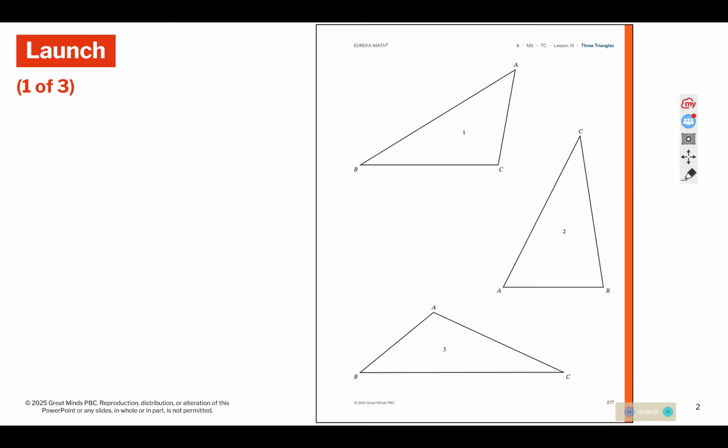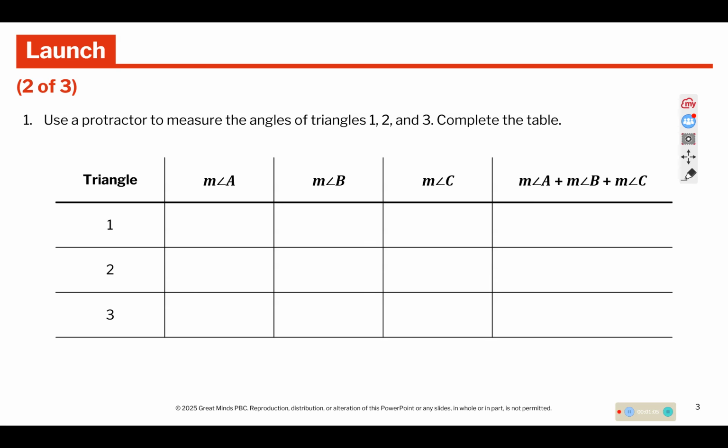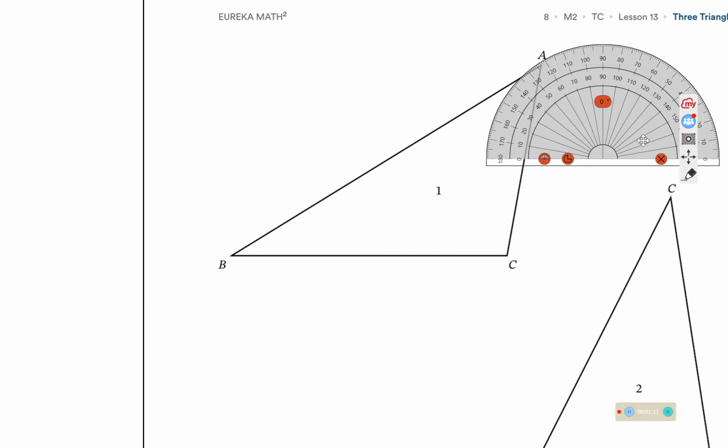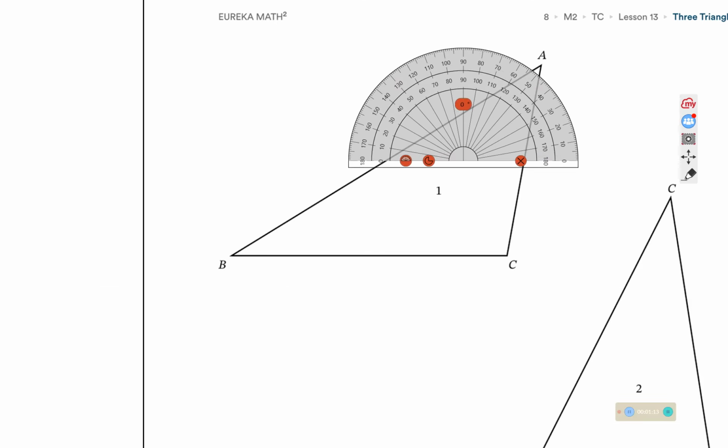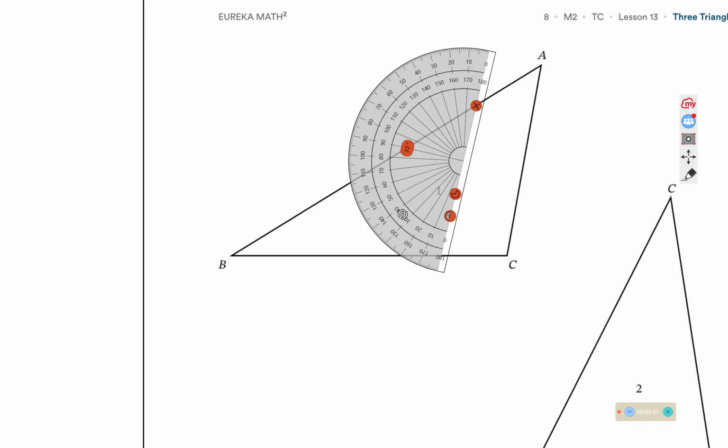For this lesson, we'll be using 3 triangles, which can be found on page 217 in your workbook. We're going to use a protractor to measure the 3 angles inside of those 3 triangles. Starting with triangle 1, we'll find the measure of angle A.